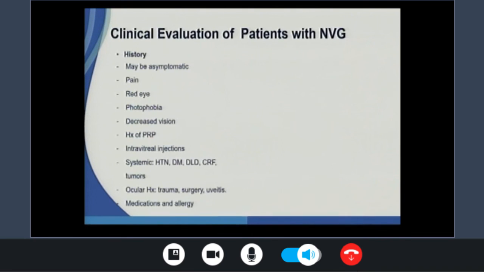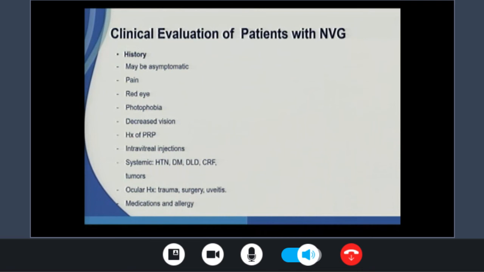The clinical evaluation of patients with neovascular glaucoma includes, as any clinical entity, history, examination, and investigations. In the history, the patient might be asymptomatic in early stages. However, the patient can complain of the symptoms of high intraocular pressure. You have to ask about history of PRP. When was the last PRP? How many sessions? Intravitreal injections. How many injections? In which eye? When was the last injection?